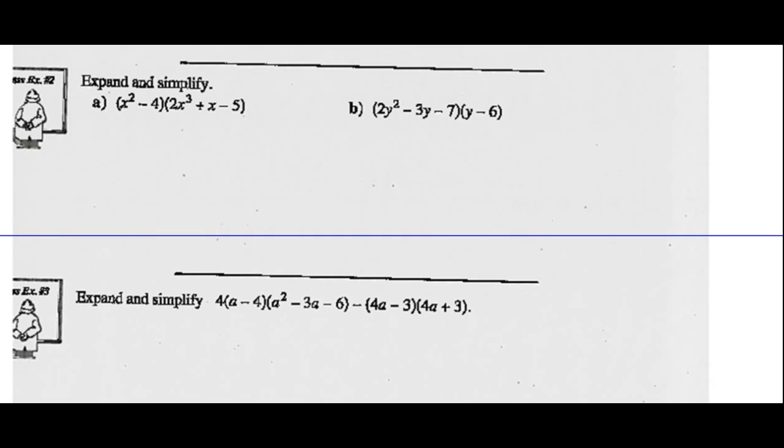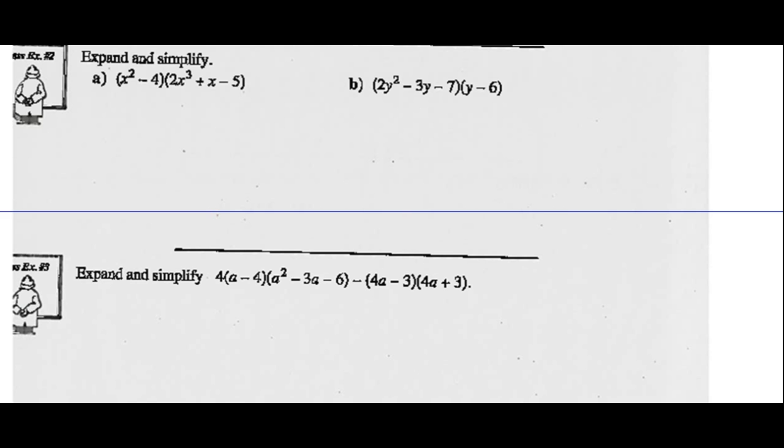Expand and simplify the following. So x squared minus 4 times 2x cubed plus x minus 5. If you use the distributive property, you just make sure every term in the first bracket gets multiplied by every term in the second bracket. So x squared times 2x cubed is 2x to the 5th. x squared times x is a positive x cubed. And x squared times a minus 5 is a minus 5x squared.